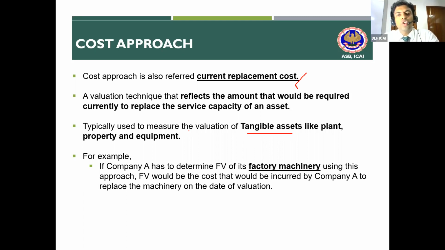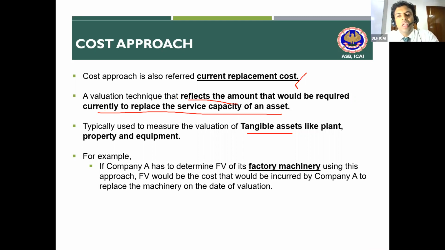Right? So what is the cost approach? At what price will I get that spare part today, to fit into that machine? That is the replacement cost. It is a valuation technique that reflects the amount that would be required currently to replace the service capacity of an asset. That is what the cost approach is. So it is a replacement cost.